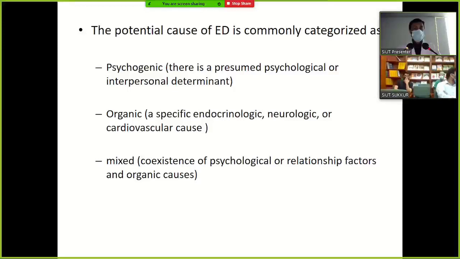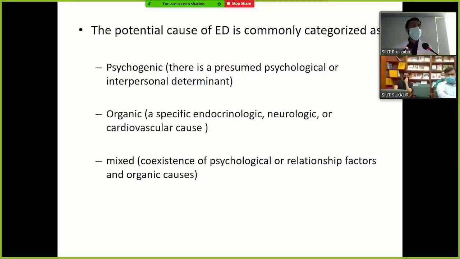Nitric oxide. Right. And also there is a relaxation of the sinusoidal venules that leads to the engorgement and leads to the erection. There is inflow of the blood. Yes. And what else? And then it causes the compression of the subtunical venules. Yes. And that helps in maintaining the erection.